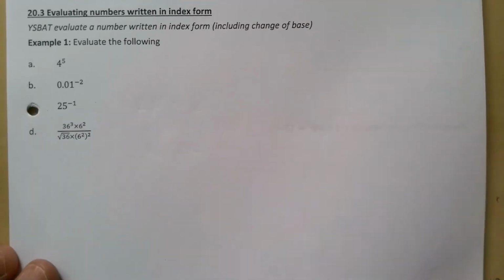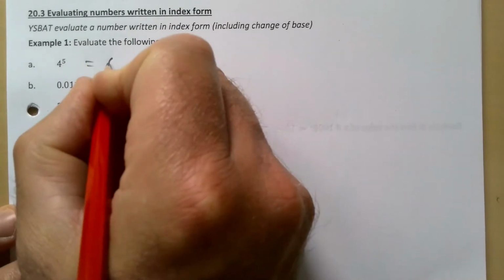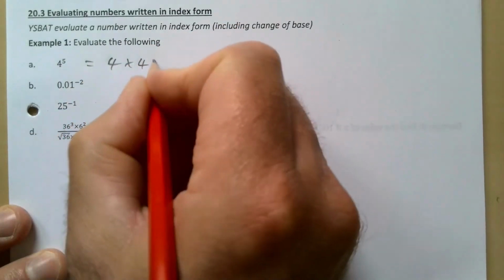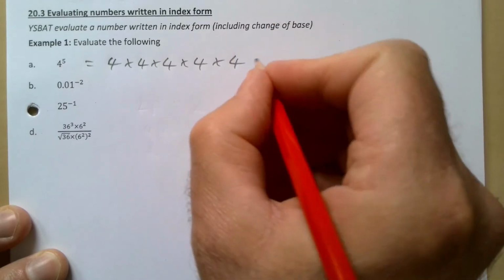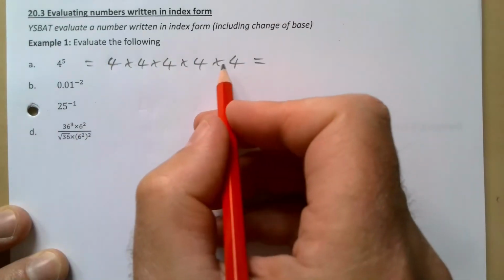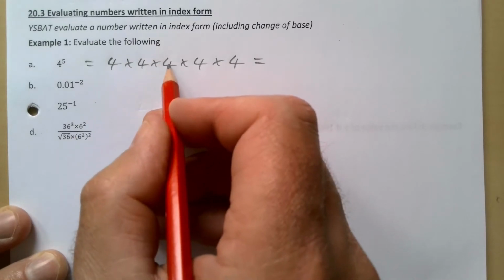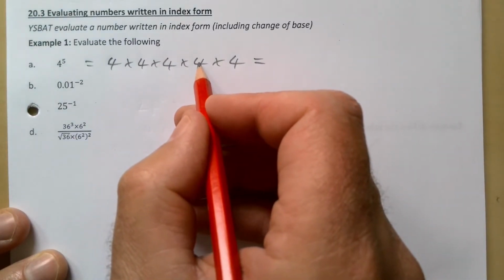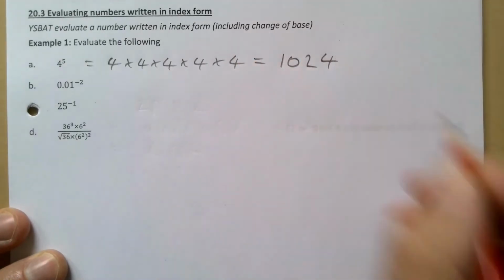4 to the power of 5, evaluate the following. So that's the same as 4 times 4 times 4 times 4 times 4. You can do this whatever way you want and try and work your way up, but it's going to be 4 times 4, which is 16, times 4, which is 64, times 4, which is 256, times 4 again, which is 1024.